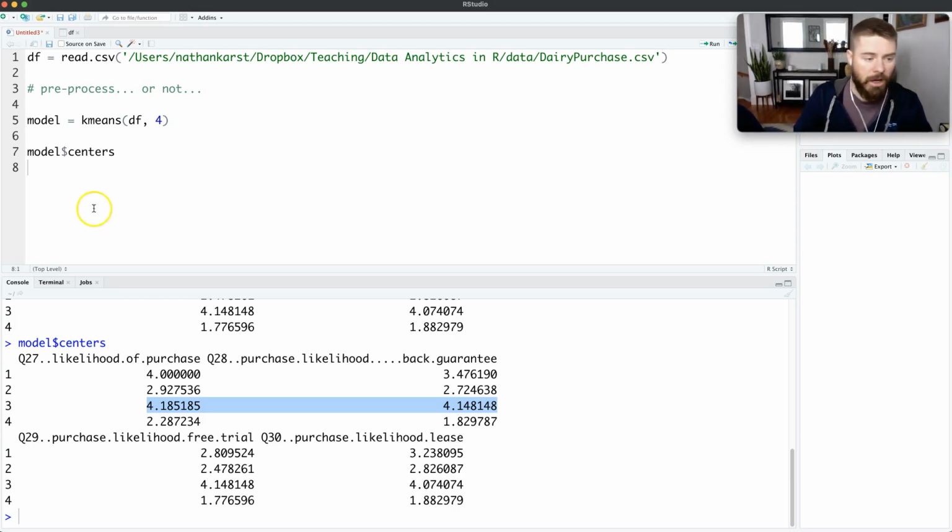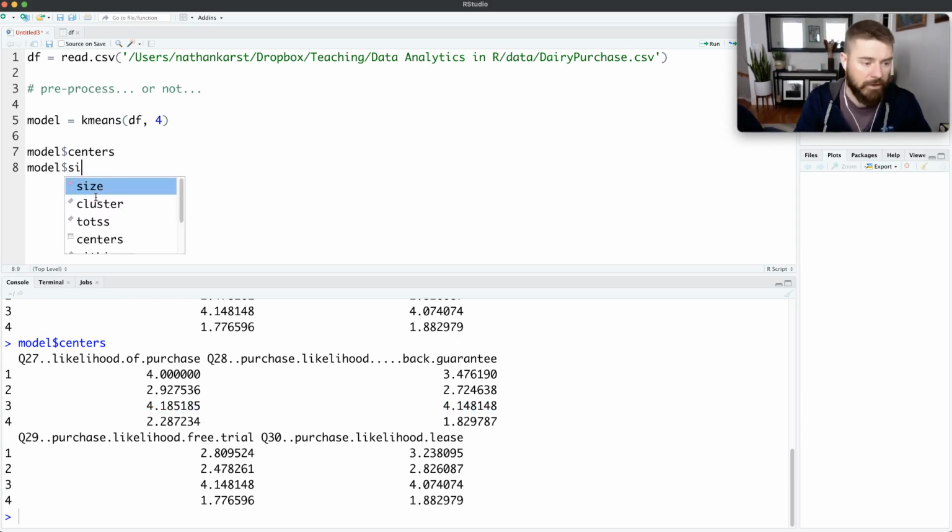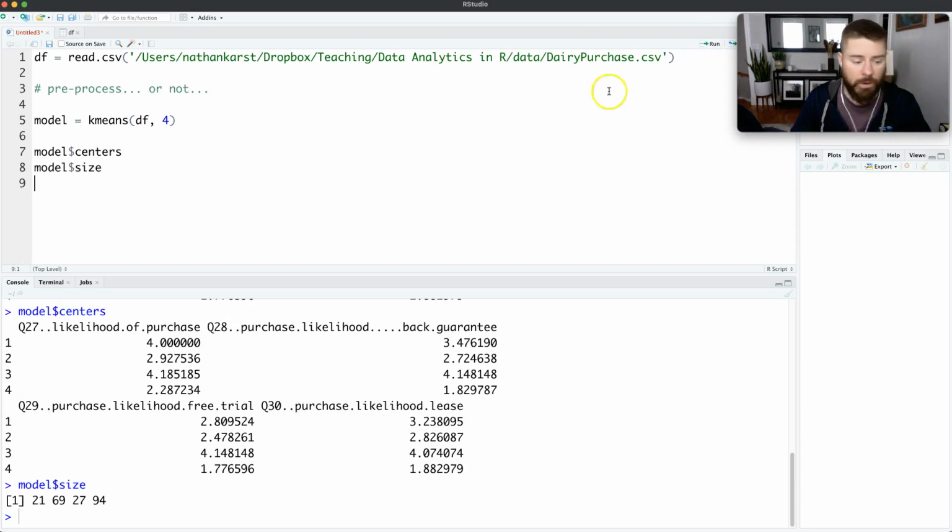Amazing. The other thing you can get here is if we say model $size, these are the relative sizes of all the groups.